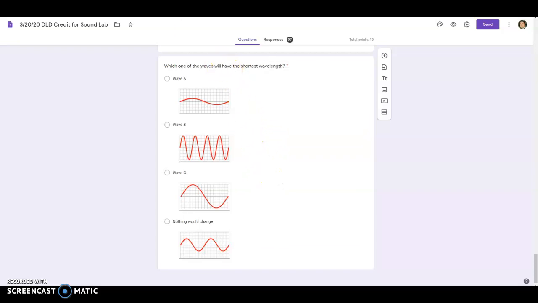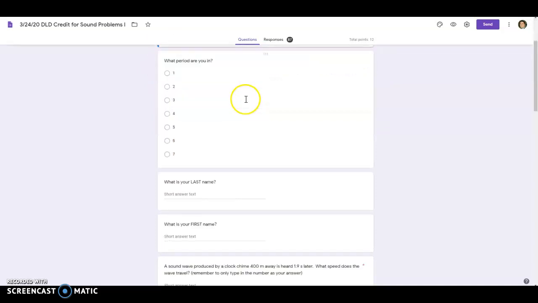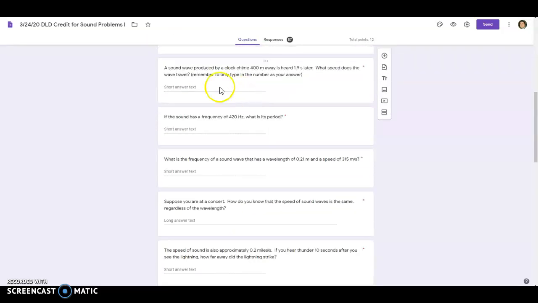The last thing I want to show you, and hopefully this will work out, is showing you for credit for sound problems 1. Got a lot of questions over Remind about these questions on sound problems. I can take you through them. Sound wave produced by 400 meters away, it's heard 1.9 seconds later. What speed does the wave travel? This first question is really about velocity v equals d divided by t. That's 400 meters distance, okay, and that's 1.9 seconds.